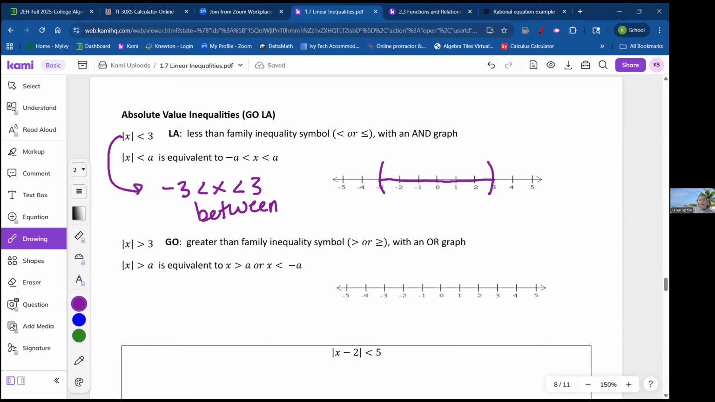The GO, it's the greater than family inequality symbol. It's either going to be greater than or equal to with an or graph. Okay. So the absolute value of X is greater than 3 is the same as saying X is greater than 3. That is definitely not a 3. Or X is less than -3. So you flip and negate. It's the flipping opposite. You take the flipping opposite. All right. So x is greater than 3 or x is less than -3. And so there's my or graph, right?